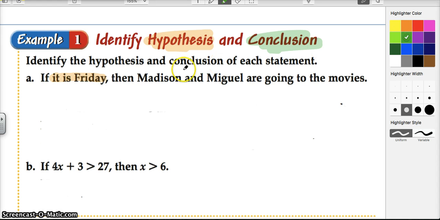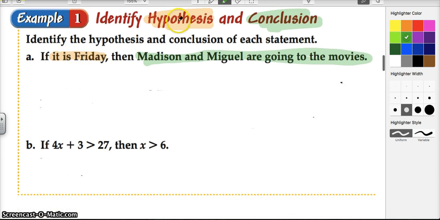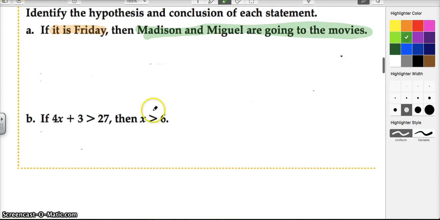Conclusion, then these guys, Madison and Miguel, they are going to the movies. And it's as simple as that. I'm just going to highlight it. I'm not going to rewrite it, you'll get it. All right. So hypothesis is going to be highlighted in this yellowy, orangey color, and conclusion will be in this greenish color. All right. Over here, hypothesis and conclusion.